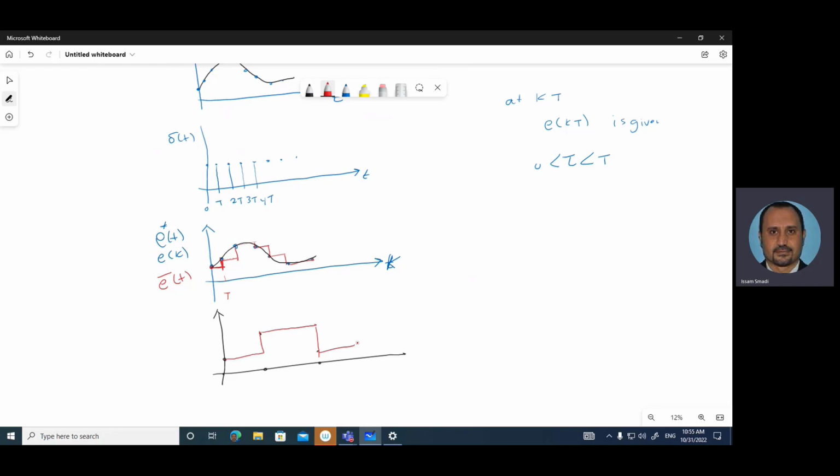Now the answer is from Nyquist. Nyquist said that if you need to completely reconstruct a signal, you must sample at a rate faster than twice the maximum frequency in the system. This is what we call the Nyquist criteria. So this is what we call the sampling theorem.